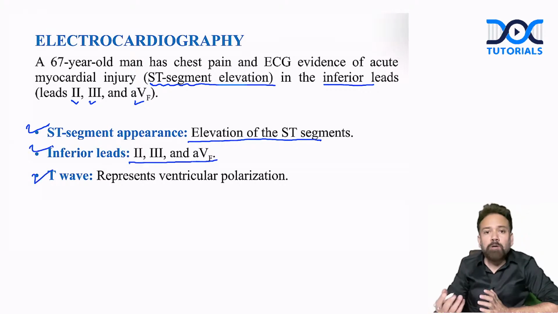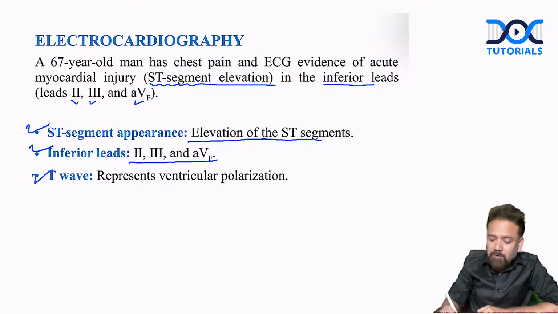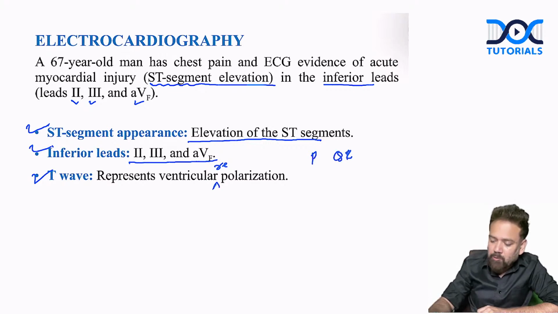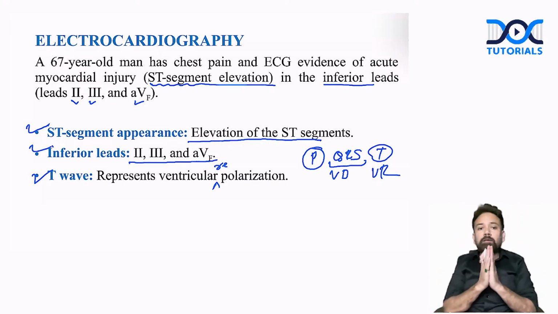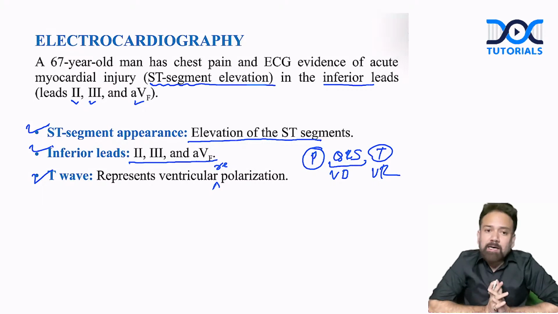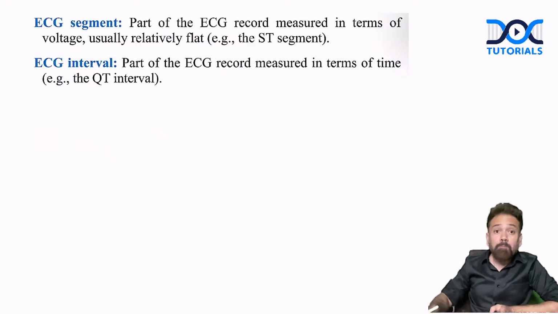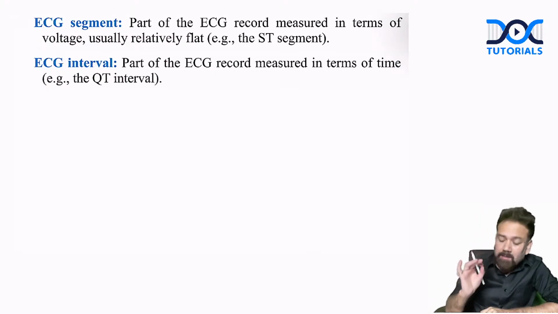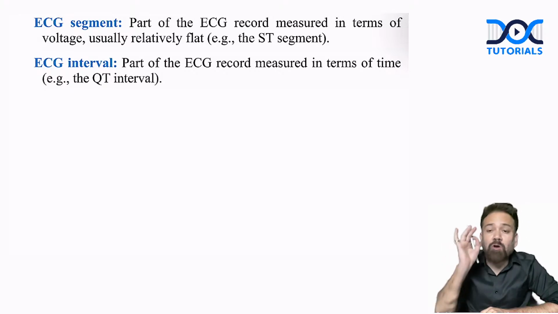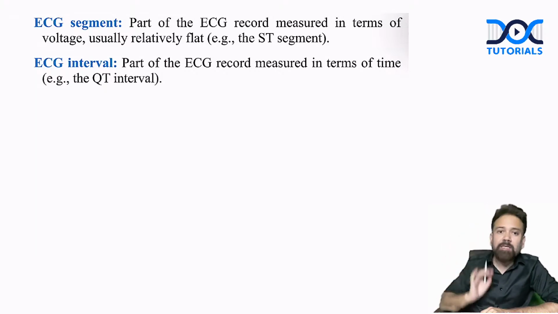And T wave, T wave represents ventricular repolarization. Okay, so we know about P wave, QRS wave, and T wave. P wave is for atrial depolarization, QRS is for ventricular depolarization, T wave is for ventricular repolarization. So like that, they can ask you a clinical case-based question like this. Now, before going into more detail about this, at least we must discuss what is a wave, what is a segment, and what is an interval. So what are the basics of these terms?